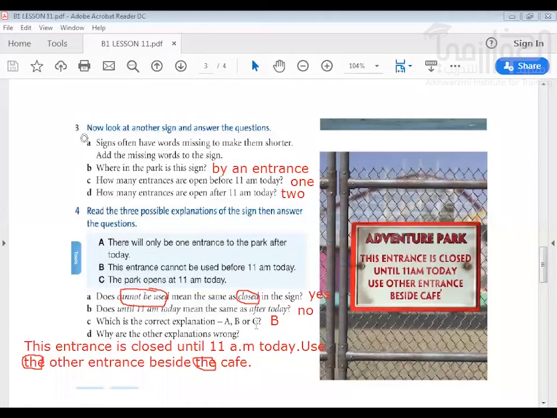So we can see that A says there will only be one entrance to the park after today. There's nothing that says after today there will only be one entrance. So two different meanings. And then C also says the park opens at 11 a.m. today. No, there's nothing to show that the park opens at 11. They said the entrance is closed until 11. Okay. And there's another entrance, so that entrance is open before 11. So that is what it means.